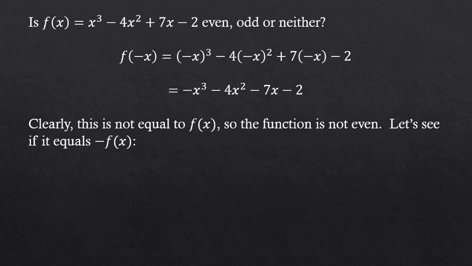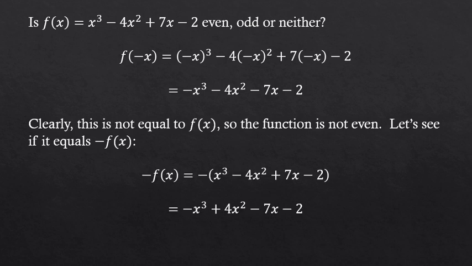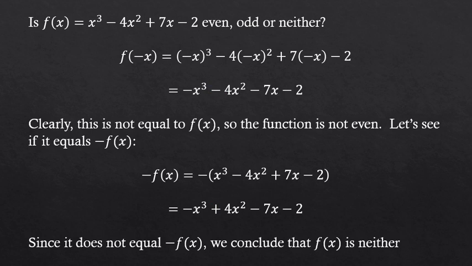Clearly, this is not equal to f of x. We have different signs in these two places, so the function is not even. Let's see if it's equal to minus f of x. And minus f of x is this guy right here. You're just changing the sign in front of each of your four terms. Well, if you compare that sign there and that sign there, they are not the same. Since those signs are not the same, f of minus x is not equal to minus f of x, and thus we have to conclude that f in this case is neither even nor odd.